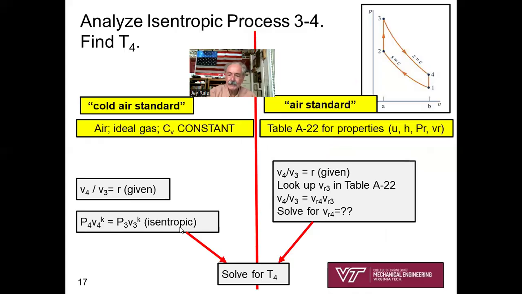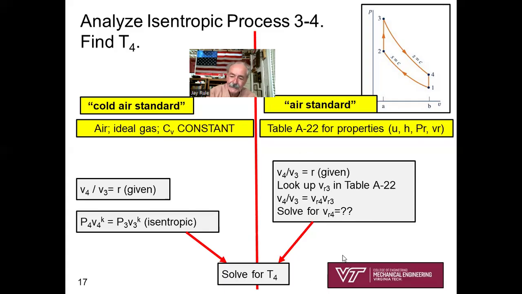Now we've got to analyze process 3 to 4 because we're looking for the work for process 3 to 4. How are we going to do that? The easiest way is to look at the first law for process 3 to 4, because we know the process is reversible and adiabatic. Q from 3 to 4 is 0. We can find T4 either way, whether we have cold air standard or air standard. Let's look at our air standard approach.